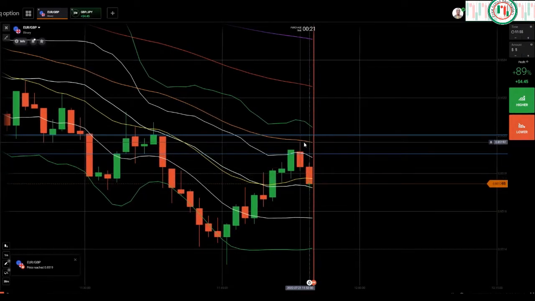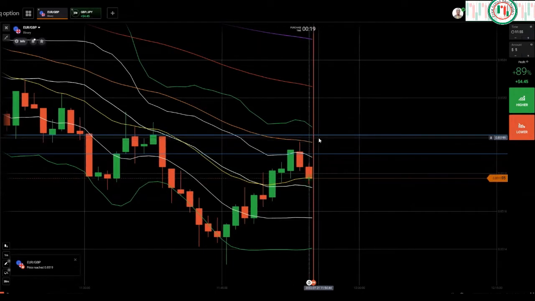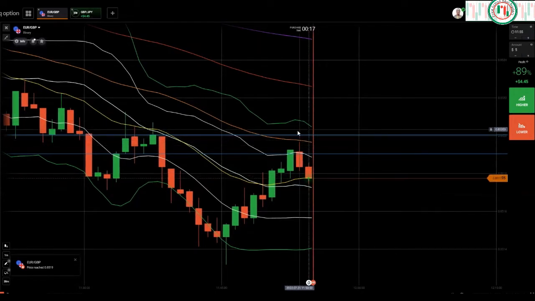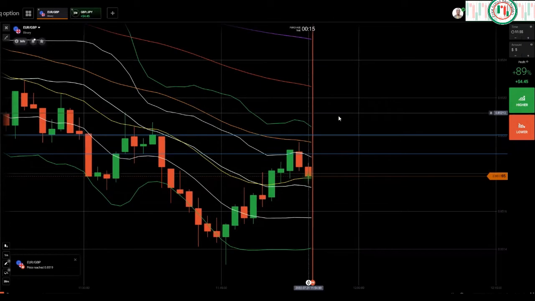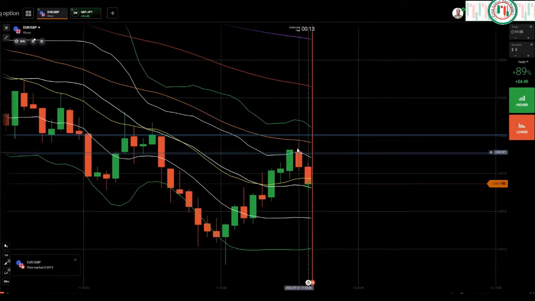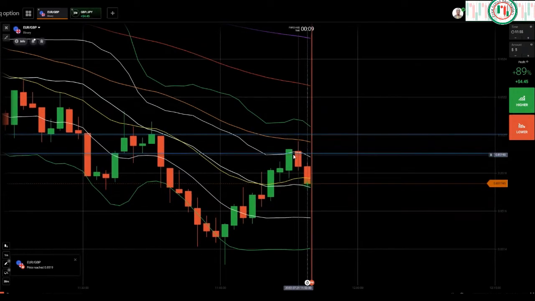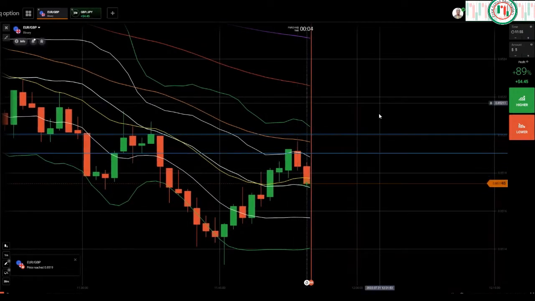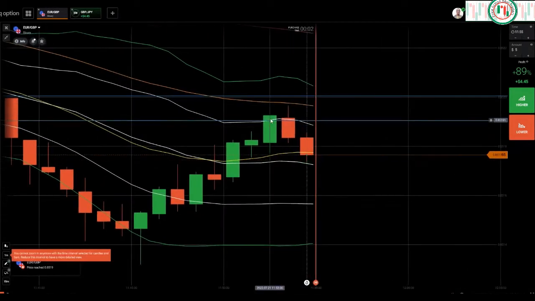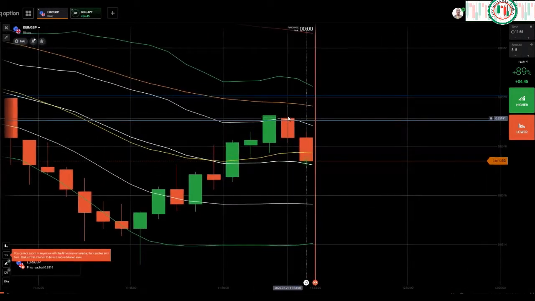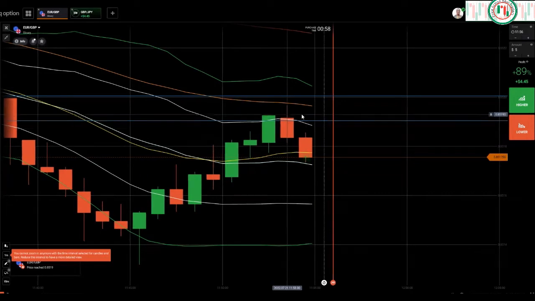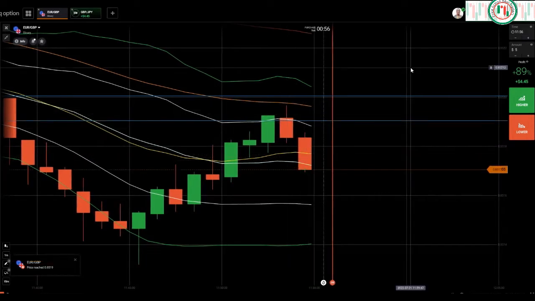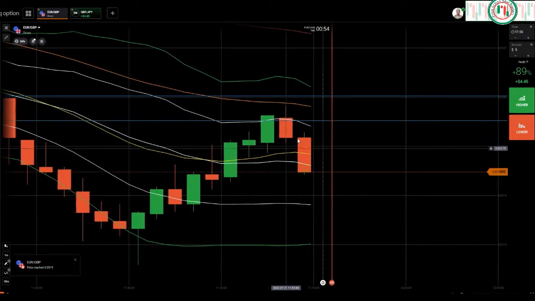I will wait for market to close inside, then I place my trade, or if market breaks out, I will place my trade. Because of this gap, I didn't place my trade. It's better to lose an opportunity than to lose a trade. So you see, if I place a trade here, I may win, I may lose. So I prefer to leave the trade because I may lose.